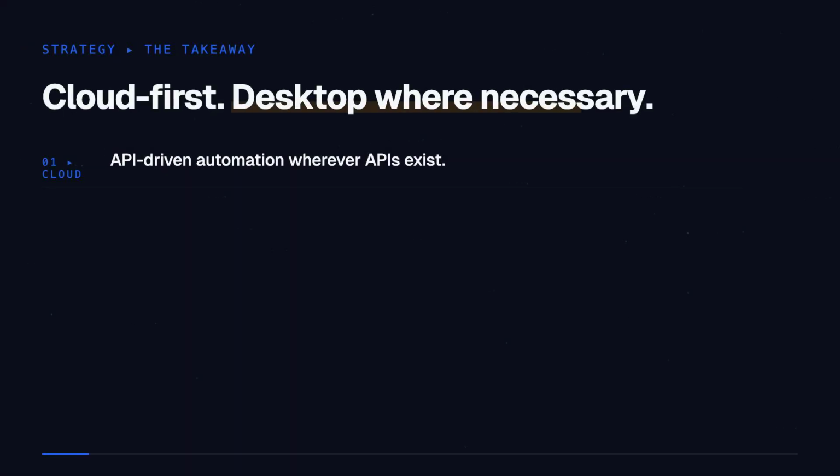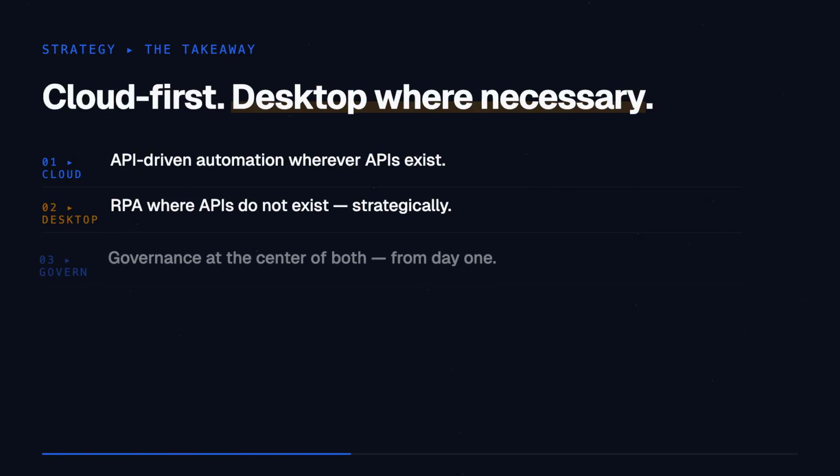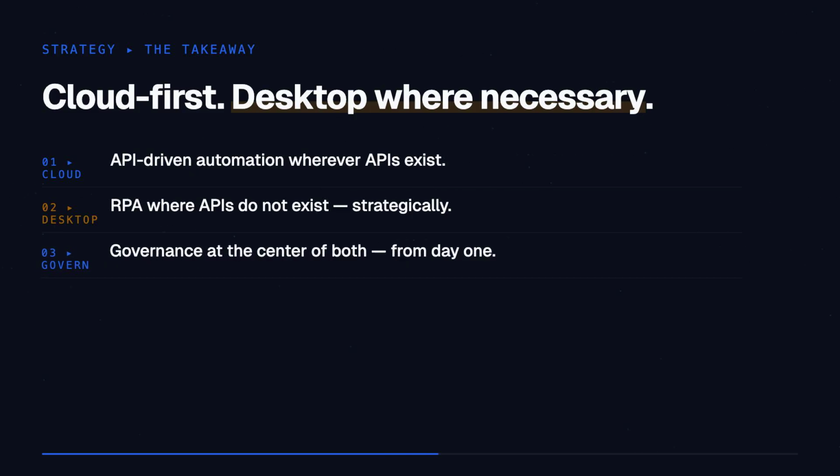Cloud flows excel in modern connected environments. Desktop flows extend automation into systems that were never designed for integration. The most successful enterprise strategies combine both: cloud first wherever possible, strategic RPA where necessary, governance at the center of it all.